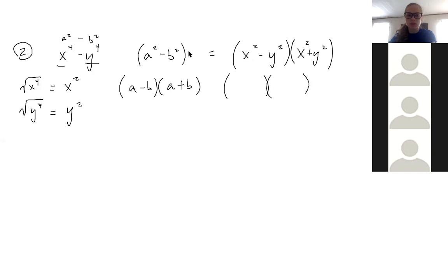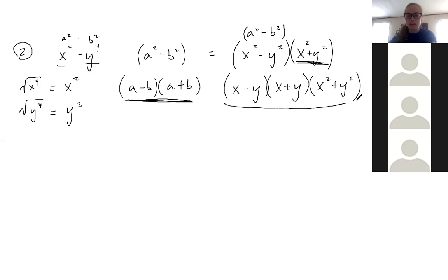So x squared minus y squared is in the same form as a squared minus b squared, so this will factor to x minus y, x plus y. I can't factor x squared plus y squared because that's a plus sign. I can only factor it when it's the difference, when we're subtracting. So x squared plus y squared stays the same. So this is my original binomial factored completely.